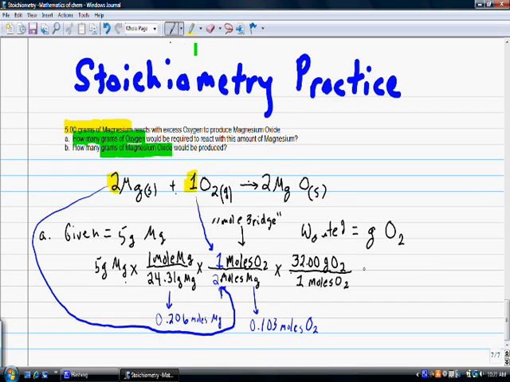At this point in time, I tell students to multiply all the way across the top and get an answer, multiply all the way across the bottom and get an answer, and then divide. Doing the math on this, if you were to do that process, would come out to 3.30 grams of oxygen would be needed to react with 5 grams of magnesium. Looking at the conversion factors to make sure we have the right answer, grams of magnesium cancels, moles of magnesium cancels, moles of oxygen cancel with moles of oxygen, and we're left with grams of oxygen, which matches our wanted.